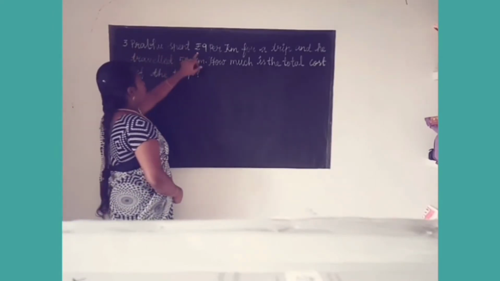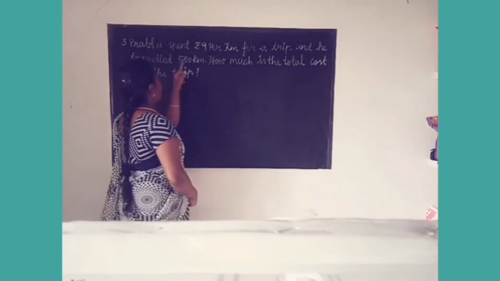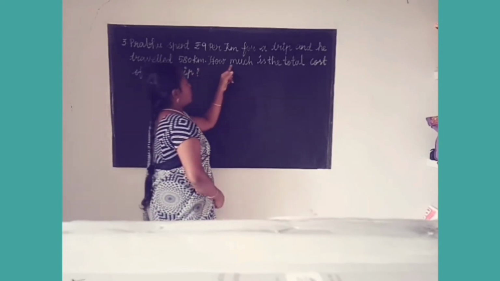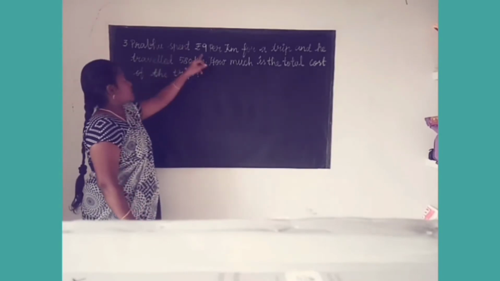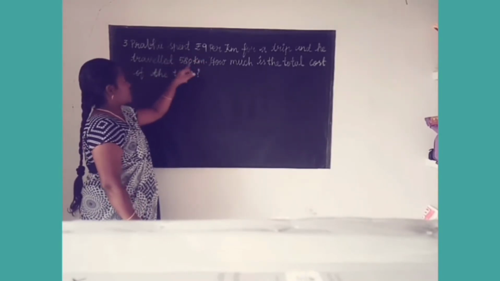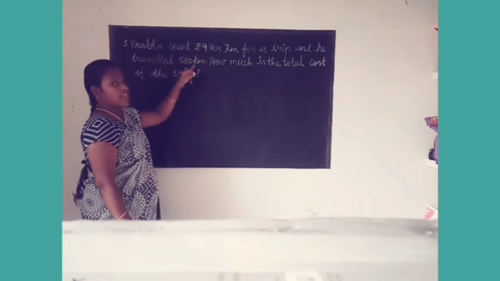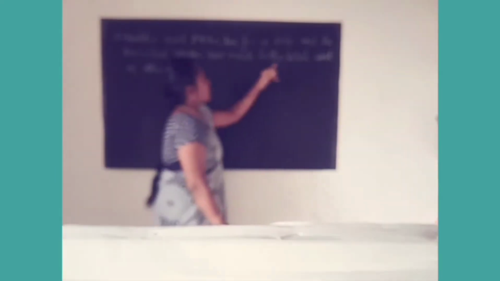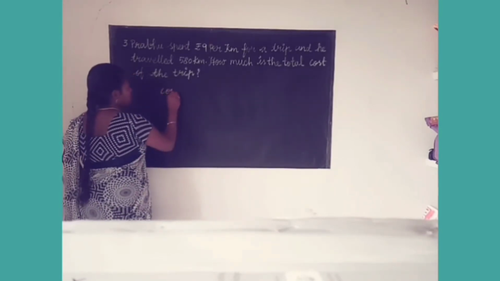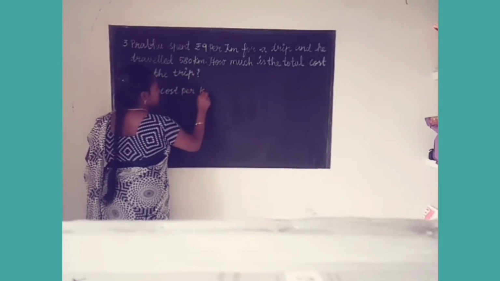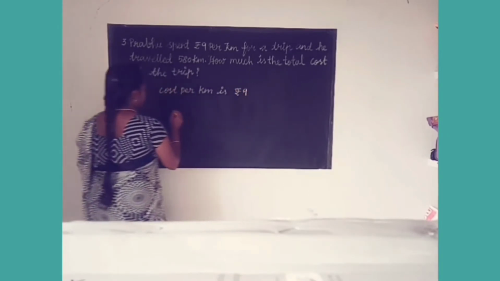Children, see the third question. Prabhu spent rupees 9 per kilometer for a trip and he travelled 580 kilometer. How much is the total cost of the trip? Same model. So money value is given and then distance value is given. Money value is rupees 9 and he travelled distance value is 580 kilometer. We have to find the total cost of the trip value. So first we write cost per kilometer is how much? Rupees 9.